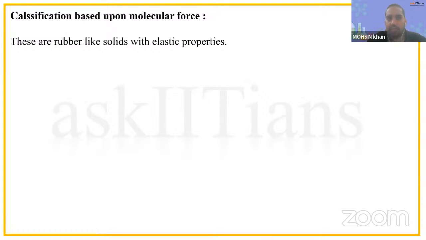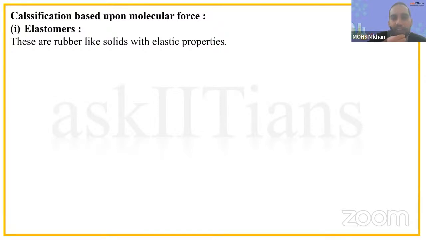So the next classification is based on molecular forces. It is based on the molecular forces among the monomeric units in a polymer. The polymer will have a particular intermolecular force of interaction, and on that basis we have different types of polymer.